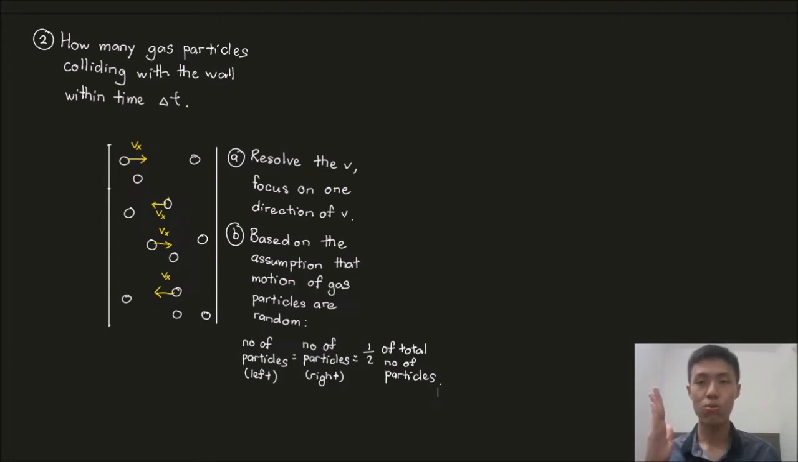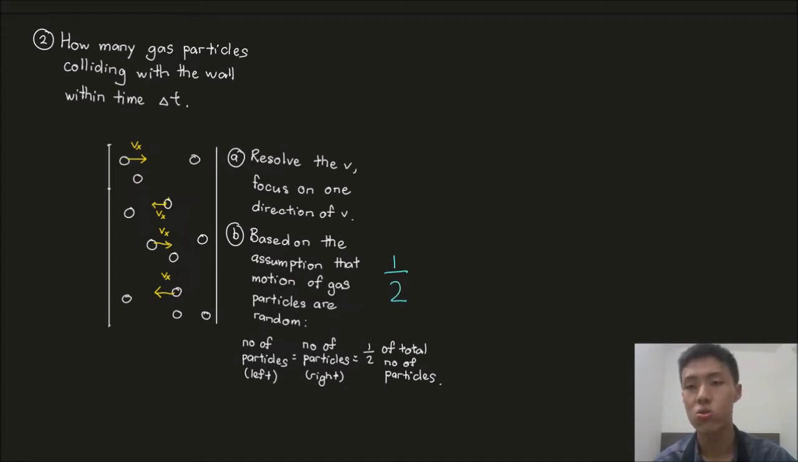So how do we ignore all the particles that are moving to the right? We only take into account half of the total number of particles, because that's the number of particles that are going to the left. That's why later you will see a factor of half being introduced into the equation. So let me write down a big half over here.